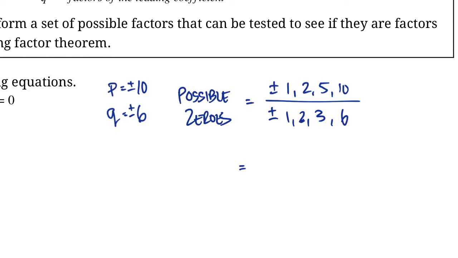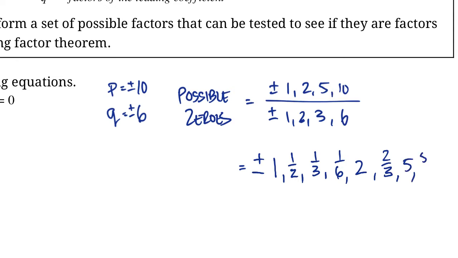So the possible zeros are plus or minus 1 over 1, which is just 1, 1 over 2, 1 over 3, and 1 over 6. Then I'll start with the 2 on top. 2 over 1, which is just 2. 2 over 2, which is just 1, which we already have. 2 over 3, which we don't have yet. And 2 over 6, which reduces to 1 over 3, which we already have, so we don't need to include it again. Then we have 5 over 1, which is just 5.